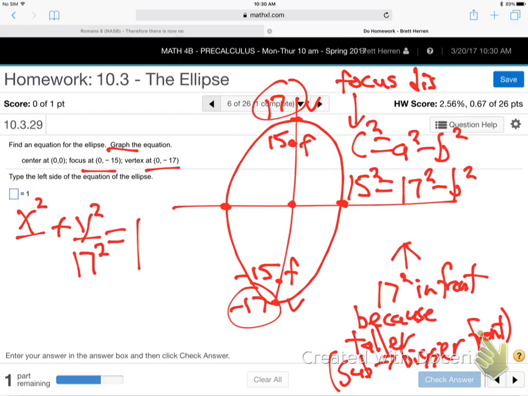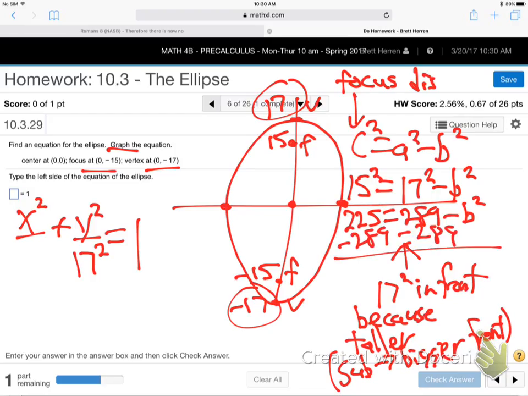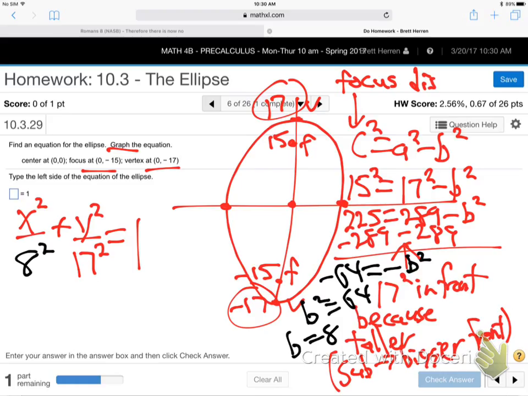So let's work that out. 15 squared is 225. What's 17 squared? 289. Thank you. So 225 equals 289 minus b squared. Subtract the 289 from both sides, and minus 64 is minus b squared. So b squared is 64, so b is 8. So this is 8 squared, and we're done.